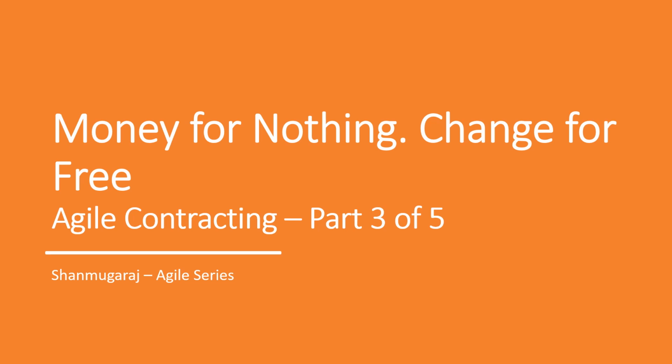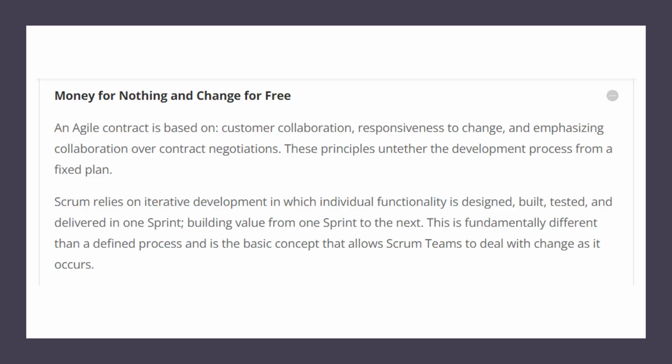So having said that, let us get into today's topic. We are currently discussing topics in agile contracting. This is my third video of five. Today's topic is money for nothing, change for free. This particular agile contracting method is recommended by the Scrum Guide, right? So let us get into the topic. Money for nothing and change for free.